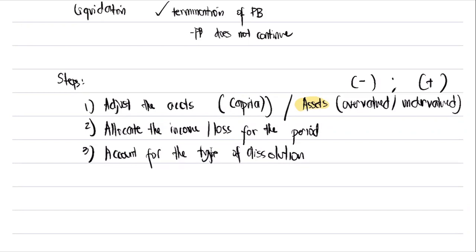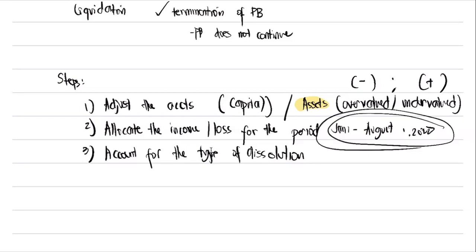After adjusting your accounts for any undervaluation or overvaluation of your assets, we go now to allocating the income or loss for the period. So let's say, guys, that you dissolve on August 1, 2020. You have operated from January 1 to August 1. Whatever is the profit or loss for that period prior to the dissolution, that is what is allocated: the income or the loss prior to the dissolution.